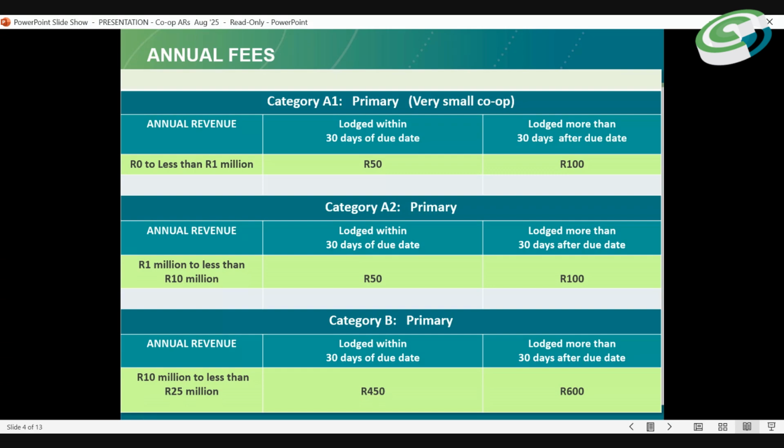In terms of category A2 primary co-op, which is a cooperative with annual revenue or turnover of 1 million but less than 10 million rands, it's similar to category A1, where the fee they are supposed to pay is 50 rands, but if they lodge 30 days after the due date, then it's 100 rands.